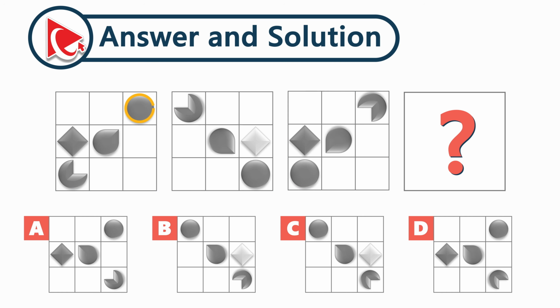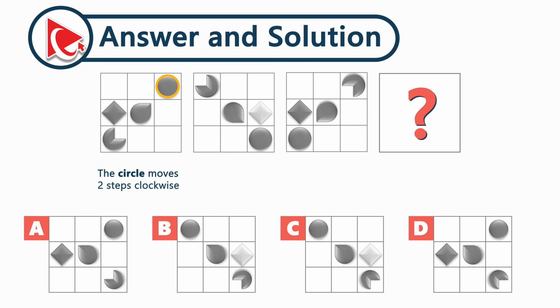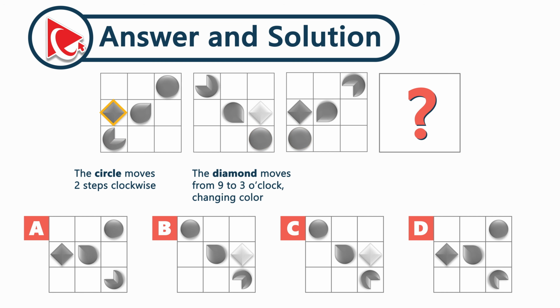Let's first start with the circle. The circle moves 2 steps clockwise. It basically goes from corner to corner to corner and then to another corner again. The diamond stays on the same line and moves from 9 o'clock to 3 o'clock positions. But here's the caveat. It also changes color. When diamond is at 9 o'clock, it has a darker color, and when it's at 3 o'clock, it has a lighter color. The partial square also moves 2 steps clockwise, but in addition, it rotates counterclockwise.